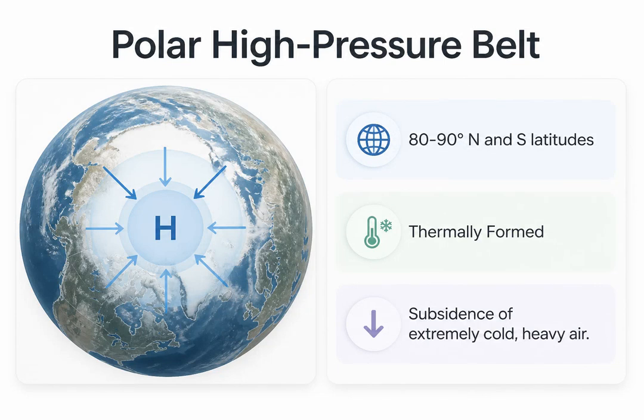Finally, at the very top and bottom of the world, we have the polar high-pressure belts. These cover a relatively small area, extending from 80 to 90 degrees latitude around the poles. Their formation is quite straightforward and thermally driven. Air that rose from the subpolar lows eventually loses all its moisture. As this dry air travels through the upper troposphere toward the poles, it becomes incredibly cold. This freezing, heavy air subsides at the poles, pressing down on the surface to create a permanent high-pressure belt.